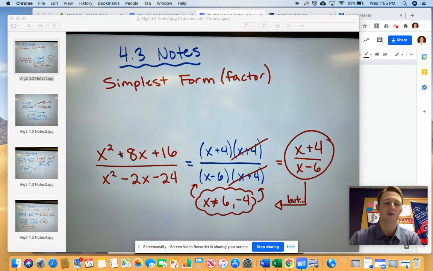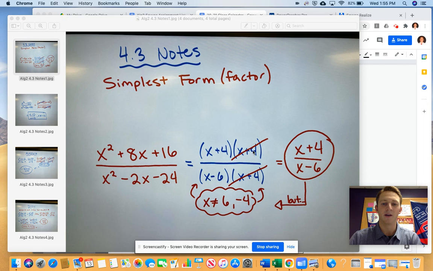So if we have x squared plus 8x plus 16, a positive 4 and a positive 4, so 4 plus 4 equals 8, and 4 times 4 is 16, so we're going to split that up into x plus 4 and x plus 4. Same idea on the bottom. Negative 6 plus 4 is negative 2, and negative 6 times positive 4 is negative 24.